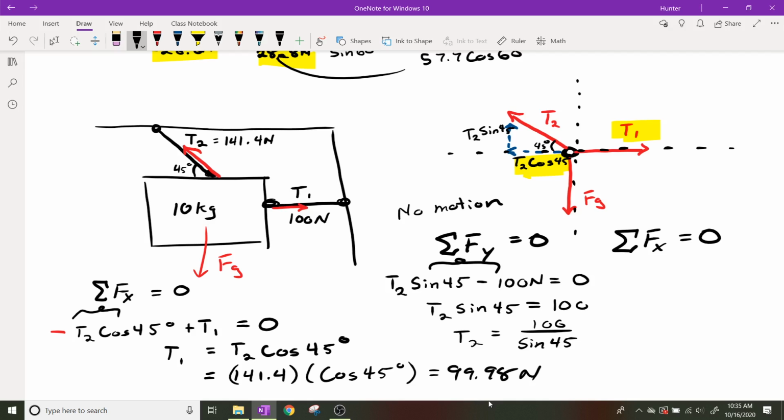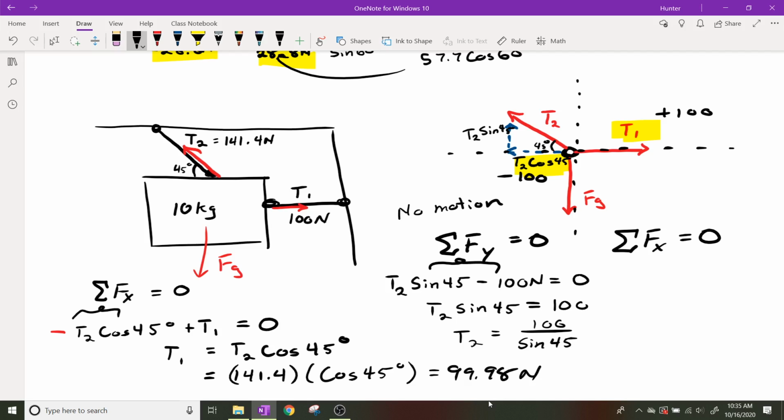So we have a tension 2 of 141.4. We have a T1 of 100 newtons to the right, and that means that also your T2 cosine of 45 is going to be negative 100. So the positive 100 and the negative 100 cancel out. So if we were to actually mess with the numbers, this would be plus 100, and this guy over here would be negative 100, and they would cancel out.